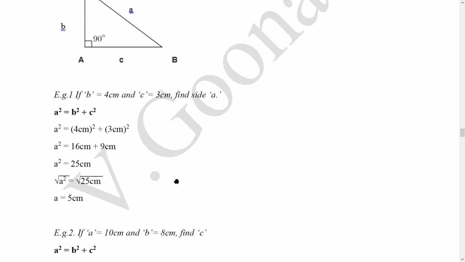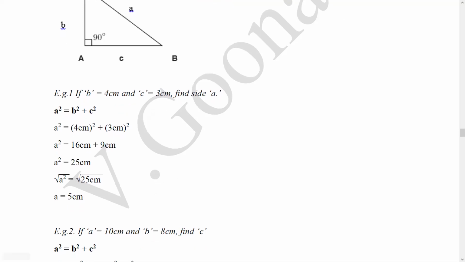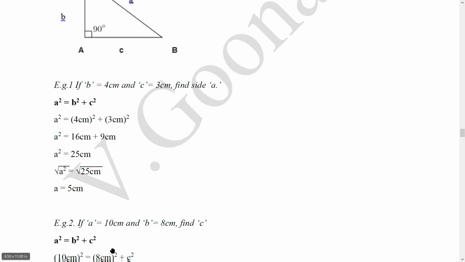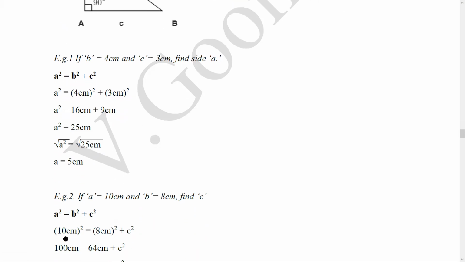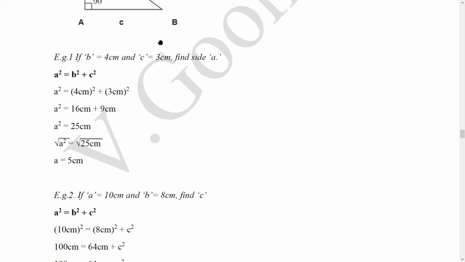Okay. So Pythagoras' theorem is a squared is equal to b squared plus c squared, right? Now where a is the hypotenuse. So remember the formula is the square of the hypotenuse is equal to the sum of the squares of the other two sides. So since we're given a as 10 and b is 8, 10 squared is 100 centimeters.